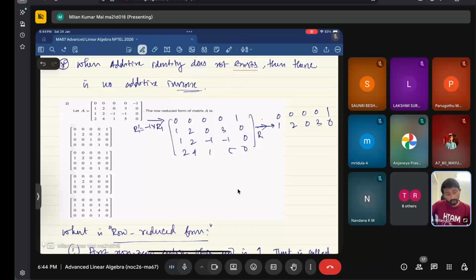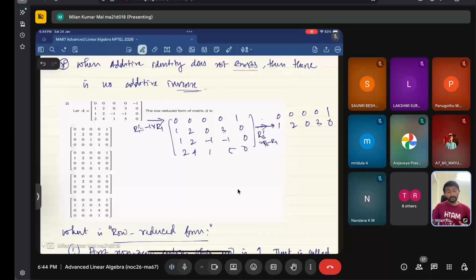So now what will we do? R3' = R3 - R1. And similarly, if I want to delete 2 here, what do we have to do? R4' = R4 - 2R1. Okay, so now 0, 1. So now what will you have? This is what it is.